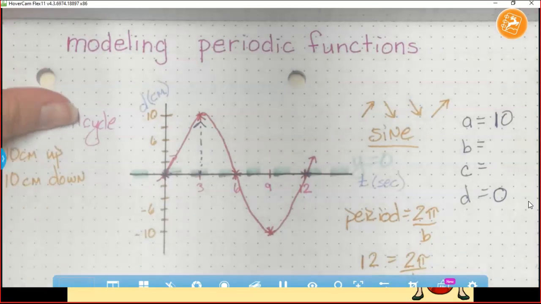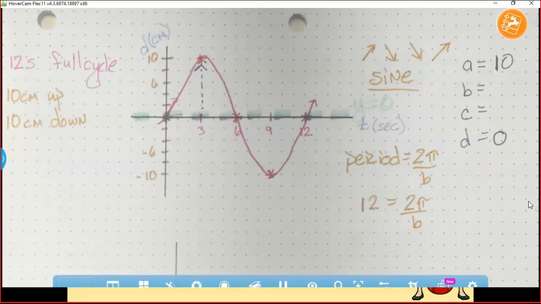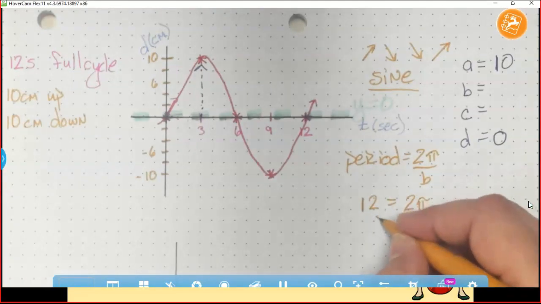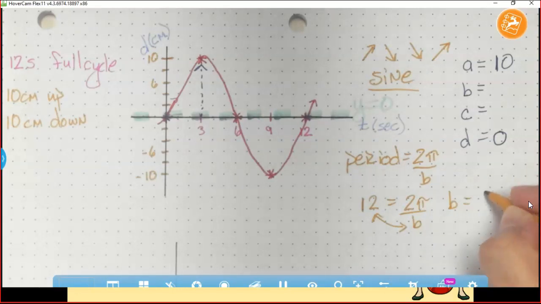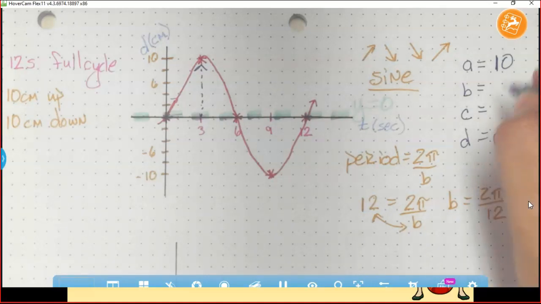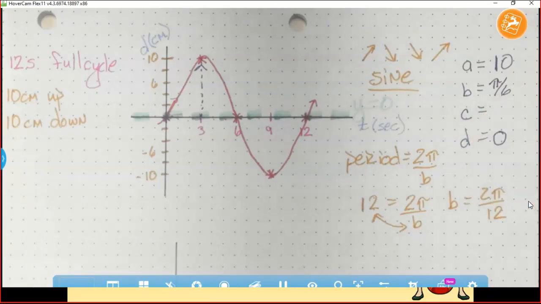Now that 12 is equal to 2 pi over B, I get to go ahead and solve that. Solving it means I switch these, and I find out that B is equal to 2 pi over 12. And 2 pi over 12 gets reduced so that my B value is pi over 6. Score. Now I need my C.